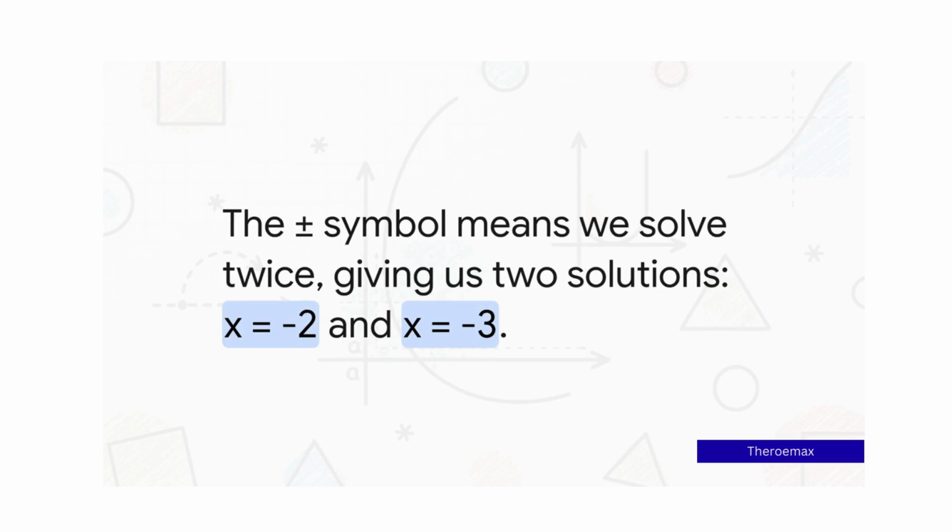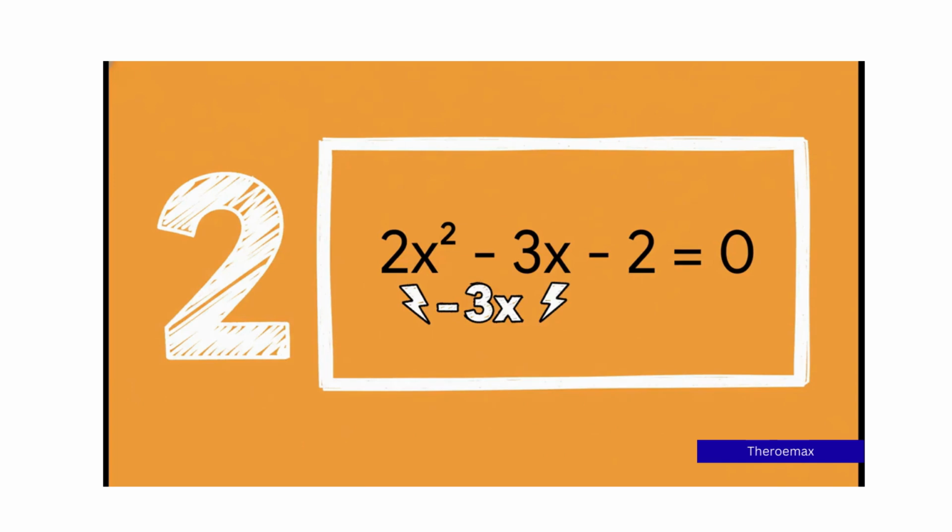That little plus-minus symbol just means we have to do this twice, once with a plus and once with a minus. So, negative 5 plus 1 is negative 4, divided by 2 gives us negative 2. Then, negative 5 minus 1 is negative 6, divided by 2 gives us negative 3. And there they are, our 2 answers. Okay, that was pretty smooth, right?